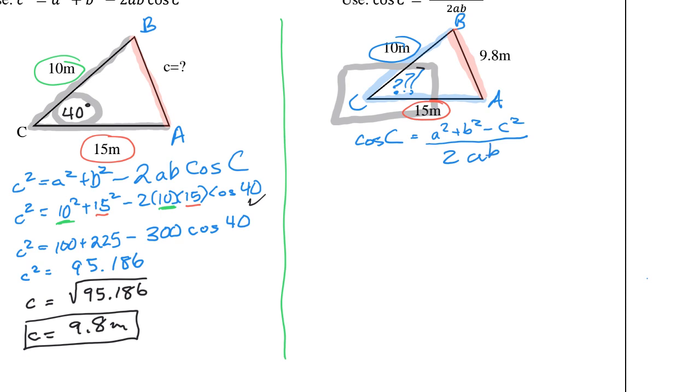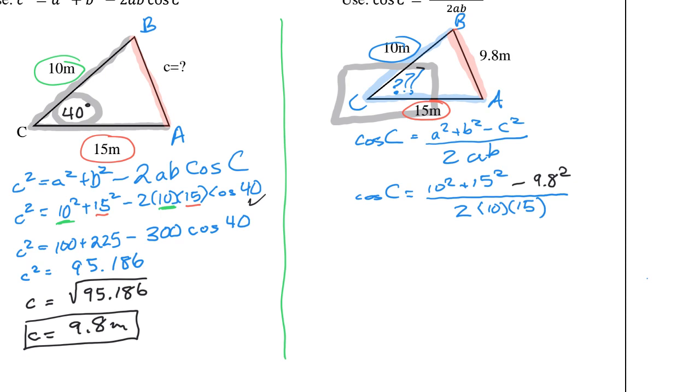So we have cosine c equals this. I always start by saying, well, I know that it's 10 squared plus 15 squared minus 2 times 10 times 15. But because we're looking for cosine of c here, what we're going to do is we're going to minus the 9.8 squared as our final thing. So there is a pattern.